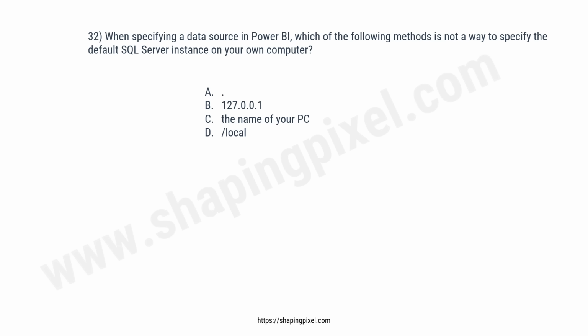So question number 32. When specifying a data source in Power BI, which of the following methods is not a way to specify the default SQL Server instance on your own computer? And we have four options. Option A, dot. Option B, 127.0.0.1. Option C, the name of your PC. And option D, /local. So the right answer here is option D, /local.